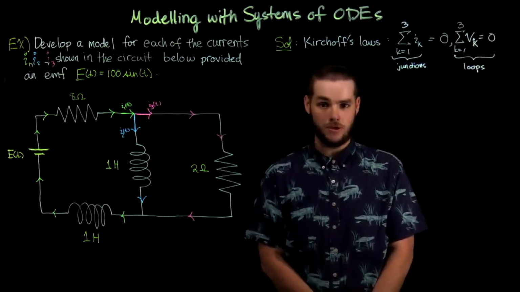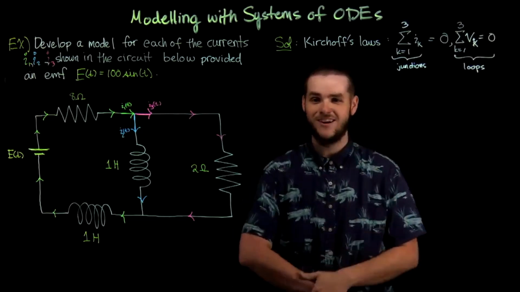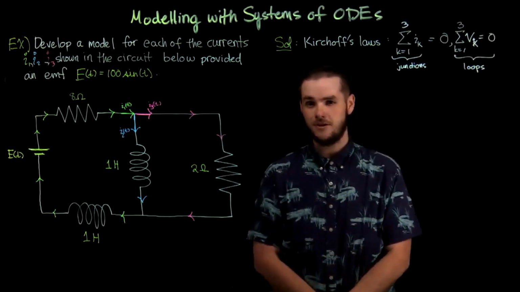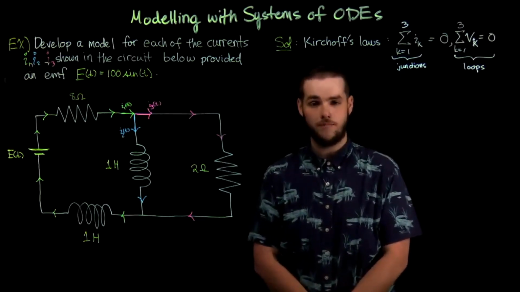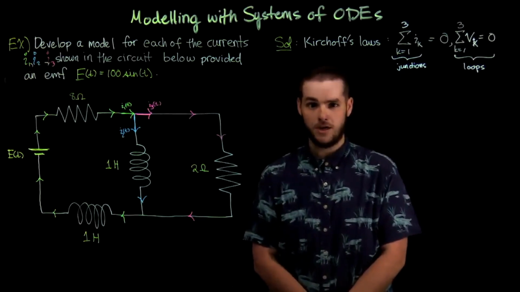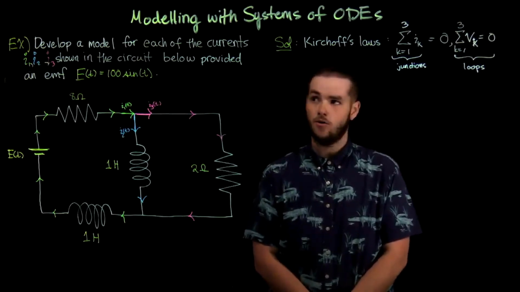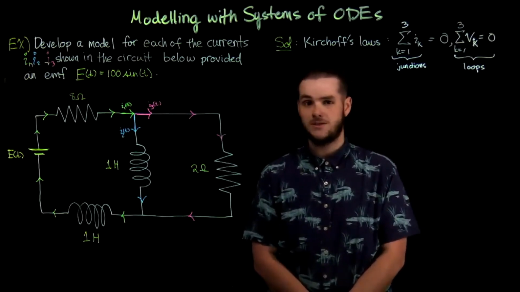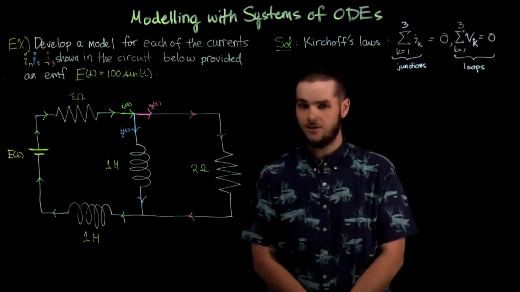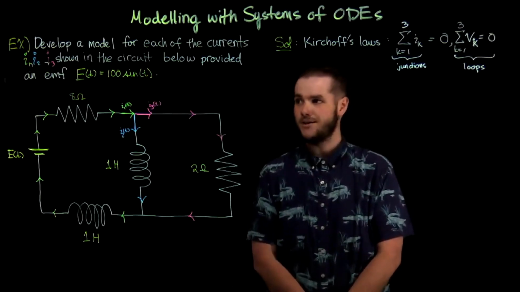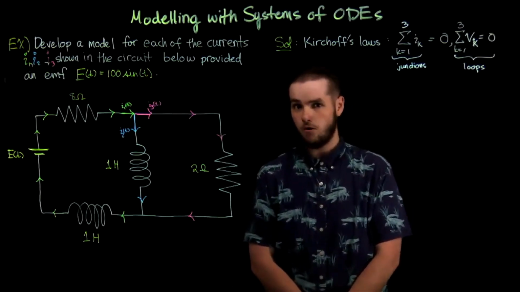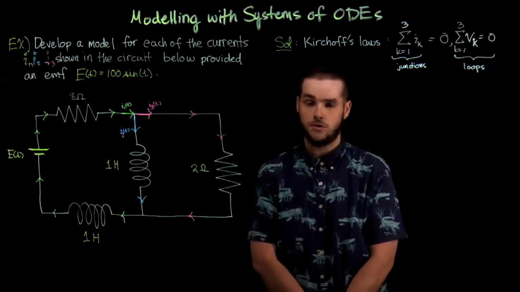Now, before I use Kirchhoff's laws to write down the model, first let's talk game plan. I've got three unknowns, I1, I2, and I3, so I should expect to write down three equations. We're being asked to just develop a model here, and sure enough, we're going to need to use differential equations to do it, but that doesn't necessarily mean all of our equations have to be differential equations.